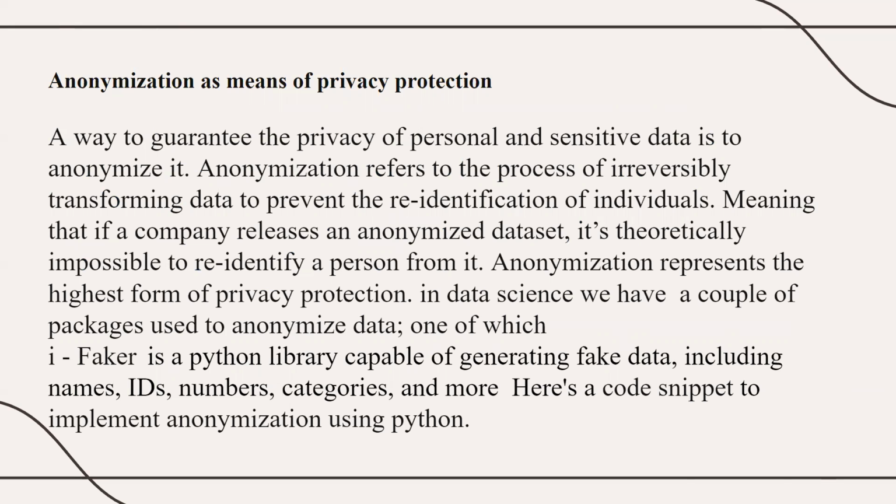Anonymization refers to the process of irreversibly transforming data to prevent the re-identification of individuals. Meaning, for example, that if a company releases an anonymized data set, it's theoretically impossible to re-identify a person from it. Anonymization represents the highest form of privacy protection.